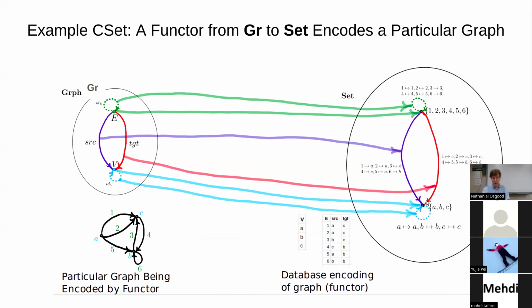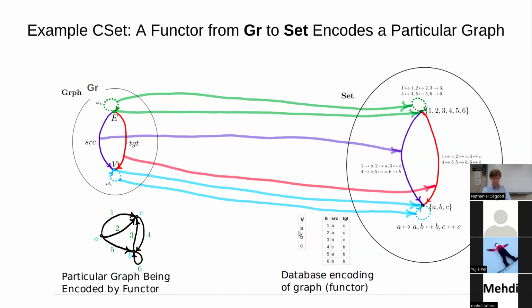And target here specifies the target vertex for every edge. Say for edge 1, the target vertex is vertex C. Edge 3, the target vertex is also C. Right? Edge 6, the target vertex is B. It goes from B to B.